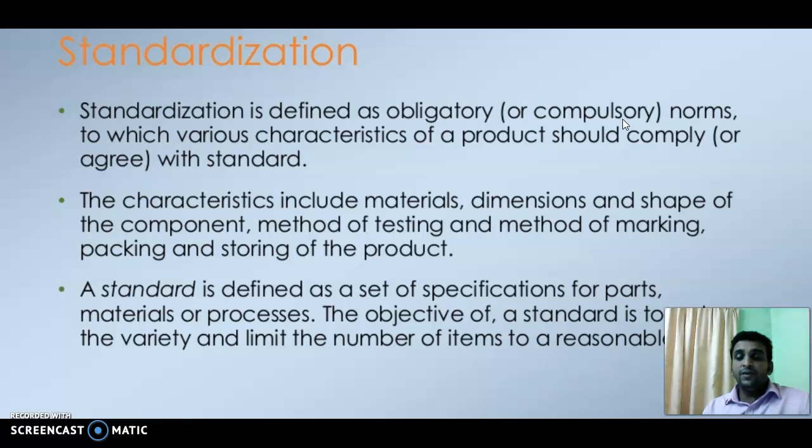The objective of a standard is to reduce the variety and limit the number of items to a reasonable level. So read and write this third point. A standard is defined as a set of specifications for parts, materials or processes. The objective of a standard is to reduce the variety and limit the number of items to a reasonable level.